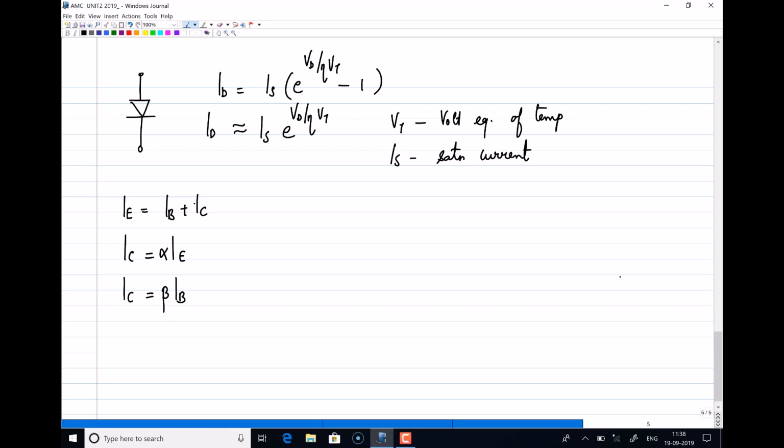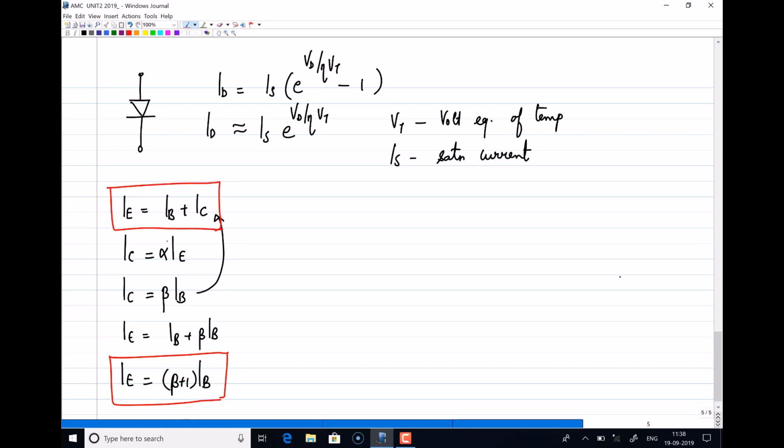So now when I apply this IC over here, IE can be written as IB plus beta IB, or I can write IE as (beta plus 1) IB. So these three relations are useful to solve even numericals with respect to bipolar junction transistor. So this is important: total current will be the sum of base and collector current. Then collector current is alpha times IE, and collector current is beta times IB. So these four expressions are important.